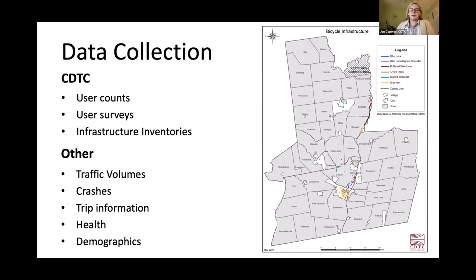And we continue to expand our data collection program, whether it's data that we're collecting in-house or that we're identifying or collaborating with our partners to compile and monitor. CDTC conducts trail counts on a regular basis. We also conduct bicycle and pedestrian counts on a regular basis and by request. We've done user surveys for trails. We're currently working with a consultant to do traffic counts. And we maintain a number of infrastructure inventories, including sidewalks and bicycle facilities. Of course, there is some data that CDTC cannot collect on its own, and we rely on others, other traffic volumes, crash data, trip information, and health and demographics.